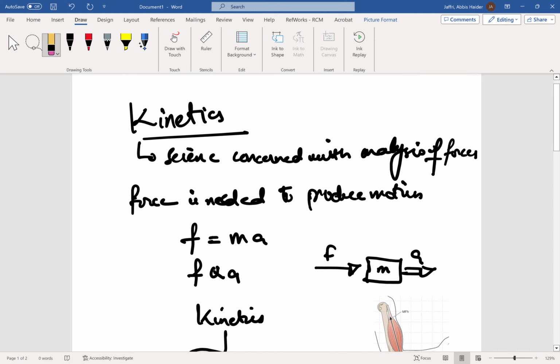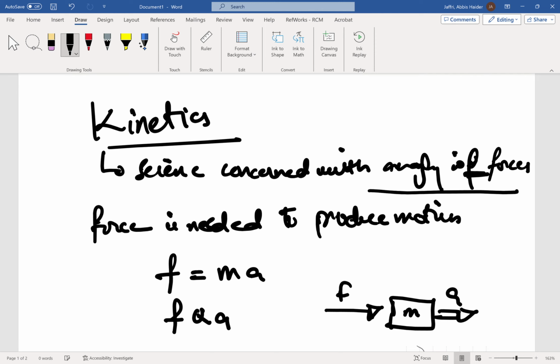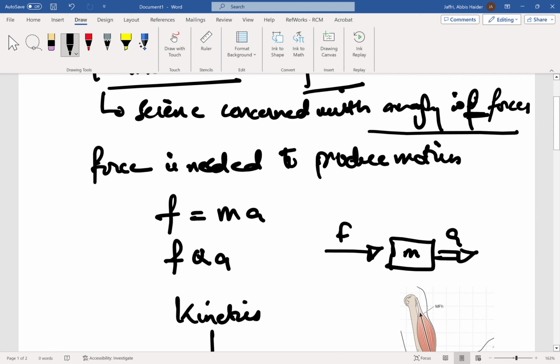All right. So, kinetics is basically the science concerned with the analysis of the forces. So, basically, what we do here is we talk about analysis of forces. That's the main concept here. Okay. In kinematics, if you remember, we talked about motion, and here we talk about the forces. So, we need force for motion.